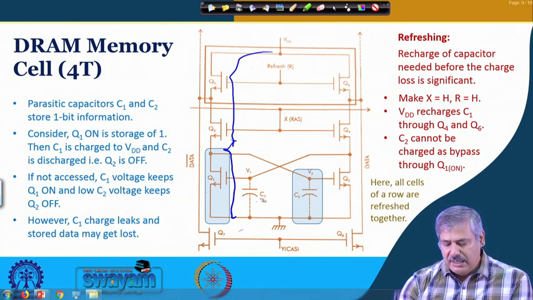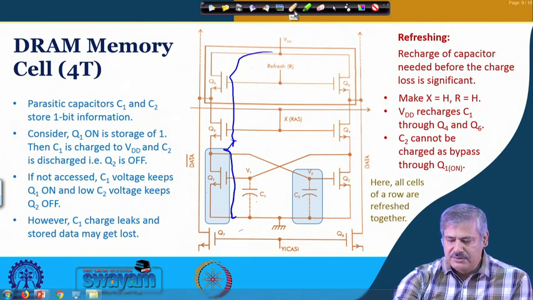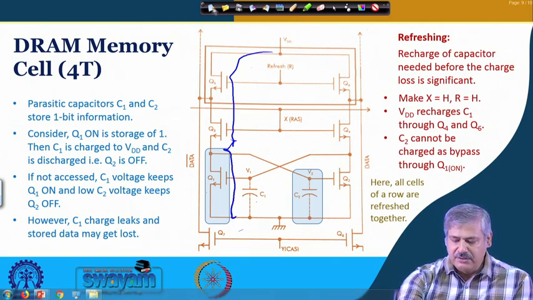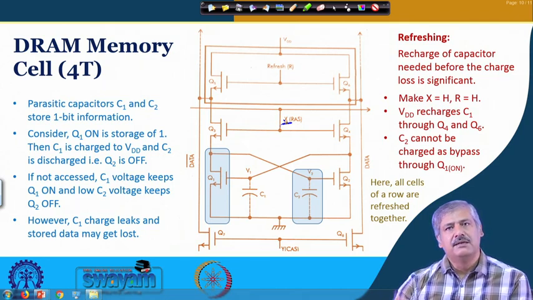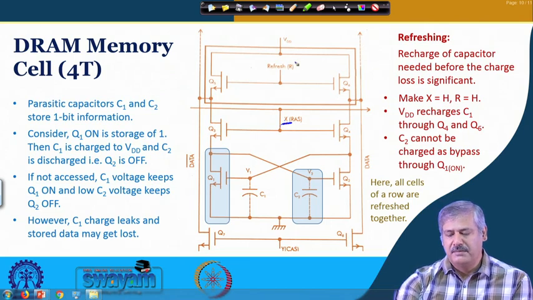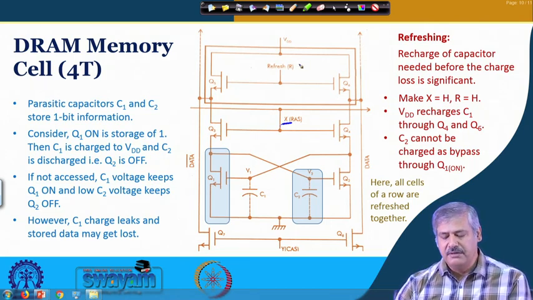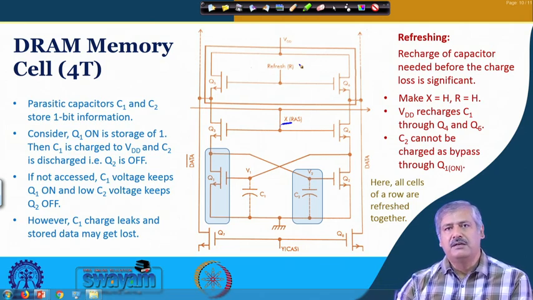So, before it appreciably falls, we need to do this refreshing. Is it all right? So, all the cells in a particular row, to which X is connected, get refreshed together by this particular line. So, this is the refreshing act that is happening at a periodic interval, even when read or write operations are not taking place. Fine.